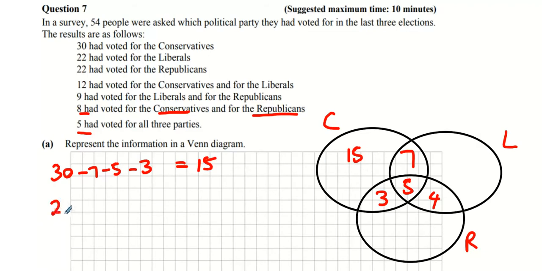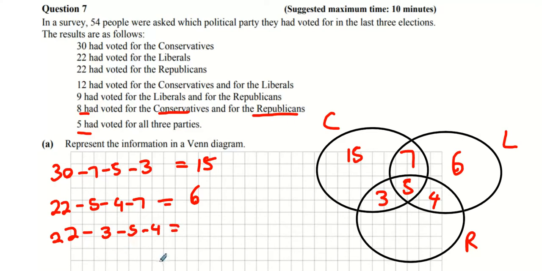Okay, then the next one is 22, take away 5, take away 4, take away 7. So 22 take away 5 is 17. 17 take away 4 is 13. 13 take away 7 is 6. So that is 6 people. And then finally for Republicans, there's 22 of them. Take away 3, take away 5 and take away 4. So that's 10.